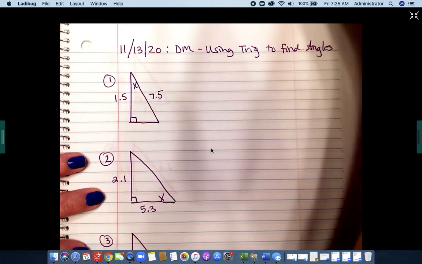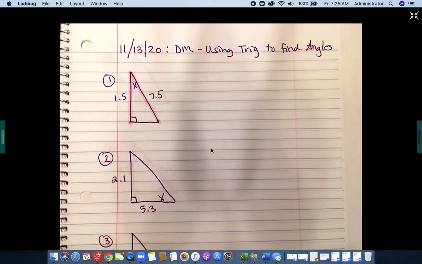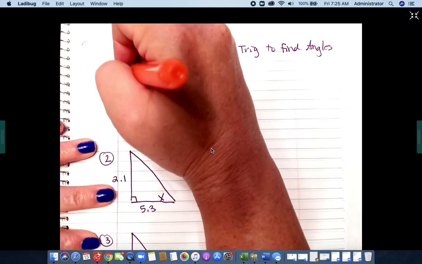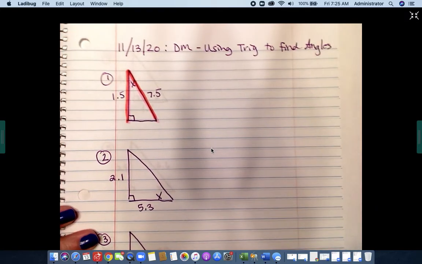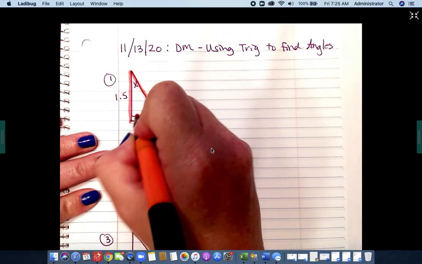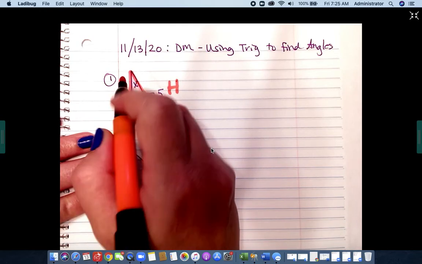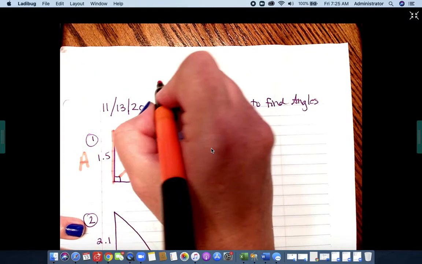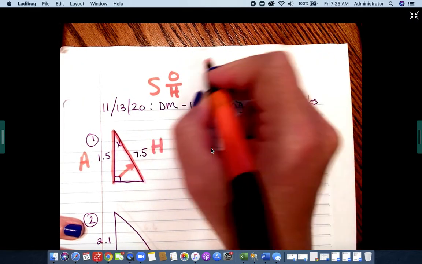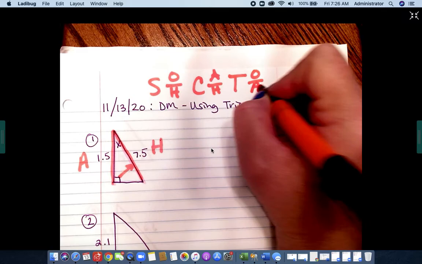So similar to yesterday, you are still going to ask, okay, what do we call these 2 sides in relation to x? I'm going to use the orange. We always know that the side opposite the right angle is the hypotenuse, and if this side is next to the angle, it will be the adjacent. So because we have A and H, and remember, sine is opposite over hypotenuse, cosine is adjacent over hypotenuse, and tangent is opposite over adjacent.